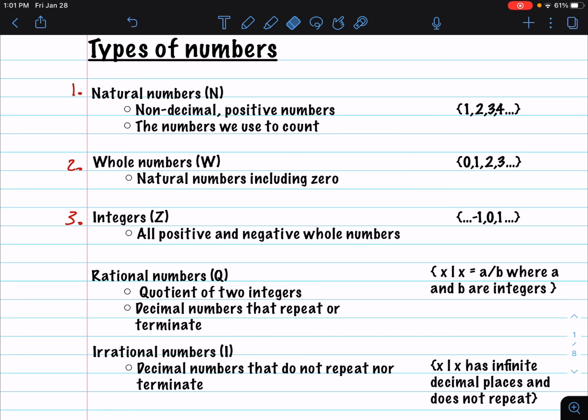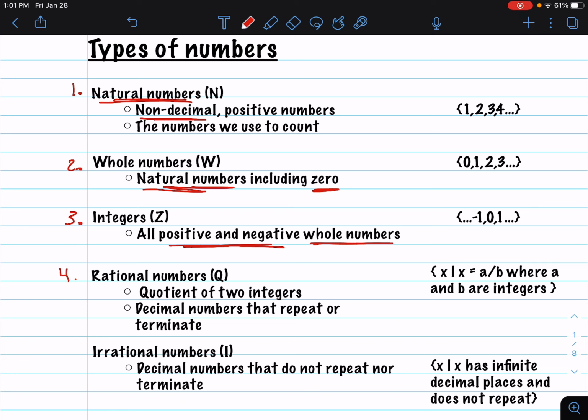So hopefully we can see how these sets of numbers are building off of each other. And for a quick review, we have natural numbers. They're the non-decimal positive numbers. The whole numbers include all the natural numbers and 0. And the integers are all of the positive and negative whole numbers.